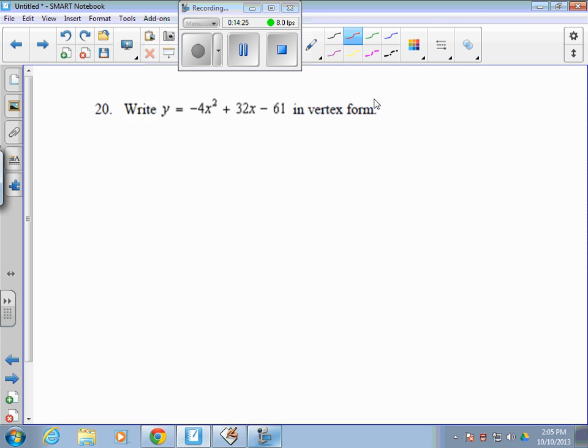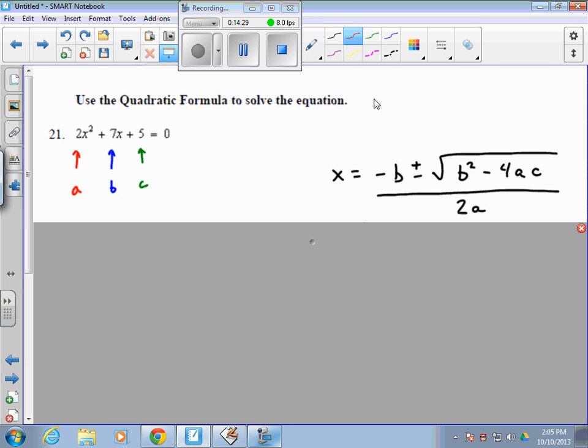Again, we have vertex form. Y equals negative 4x squared plus 32x. Looking at quadratic form. Okay, we're back. We're looking at quadratic form.